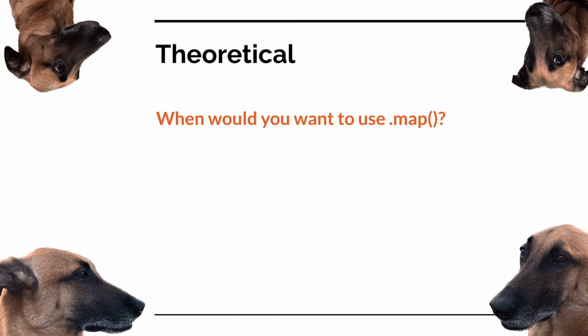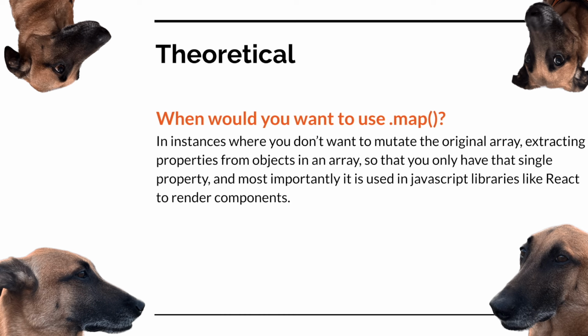When would you want to use map? So you'd want to use map in instances where you don't want to mutate the original array, or when you have an array of objects, but you want to extract only a single property from that array. And most importantly, it's used in JavaScript libraries like React to render components.